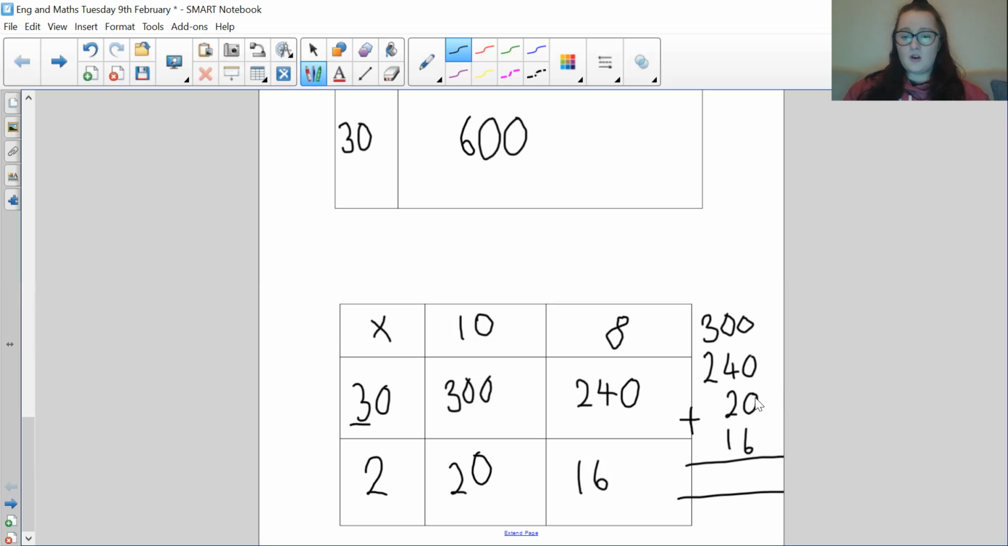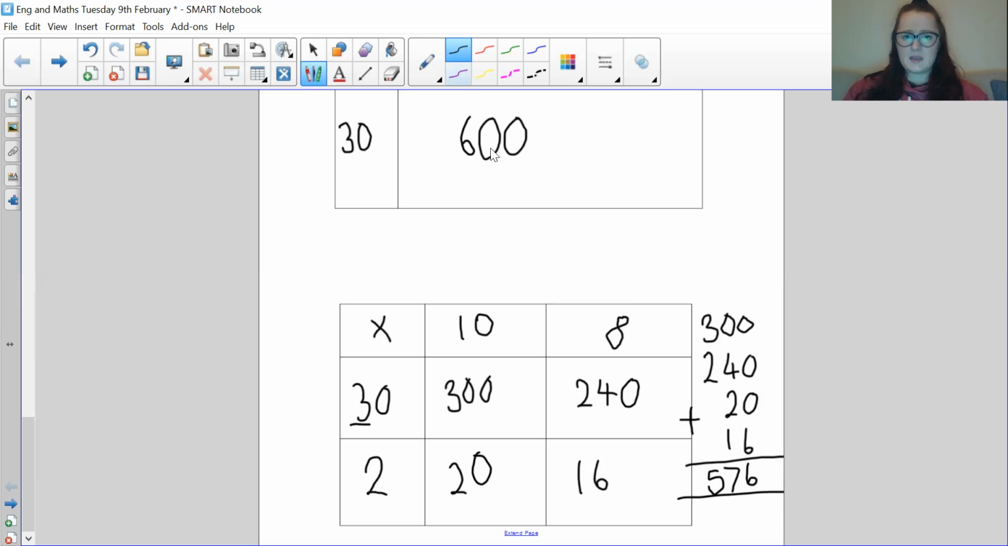So 0, add 0, add 0, add 6. Well, that's easy peasy, isn't it? That's 6. So let's look at the next one. I've got 40, add 20, add 10. So 40 add 20 is 60. And then I'm adding 10 more, which will be 70. And then the next one, I've got 300, add 200, 300, 400, 500. So my actual answer is 576. That's a good one, that, isn't it?